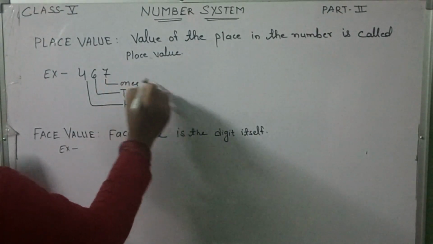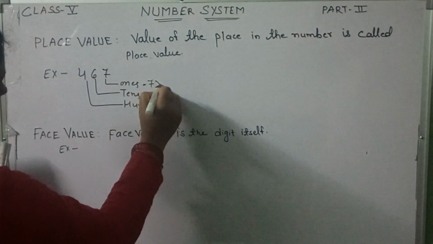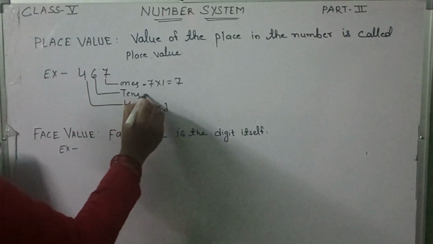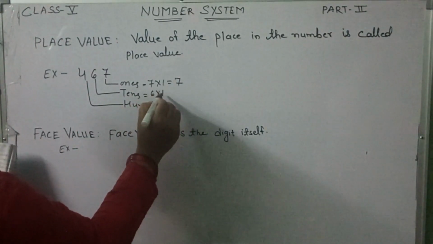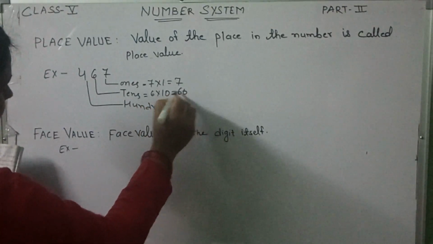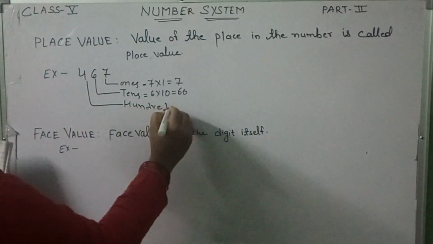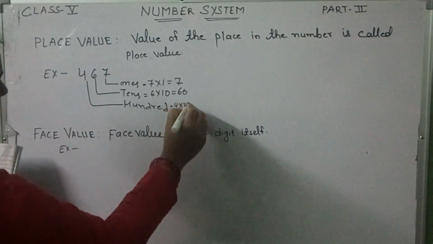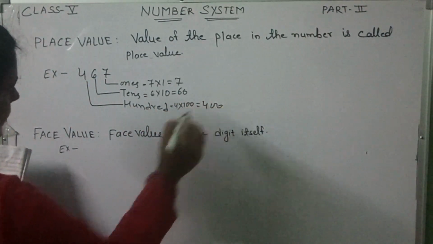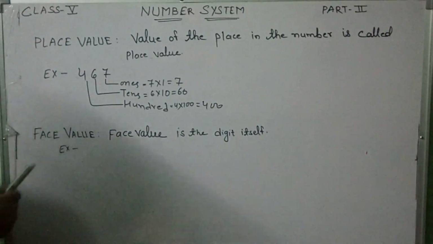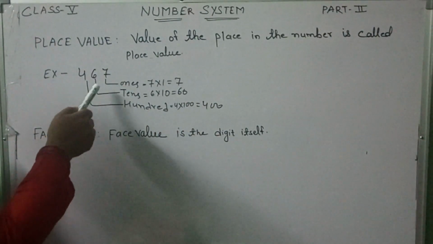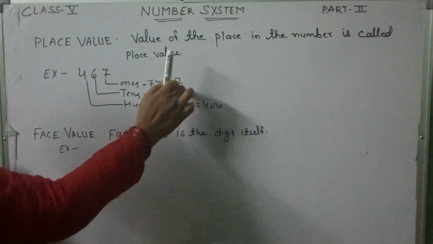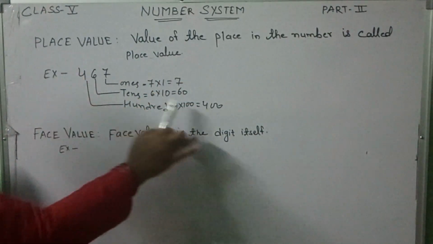This one is the ones. How many ones? 7 ones. That means 7 into 1, that is 7. 6 is in the tens place, so 6 into 10 is 60. 4 is in the hundreds place, so 4 into 100 is 400. So the place value of 7 is 7, the place value of 6 is 60, and the place value of 4 is 400.